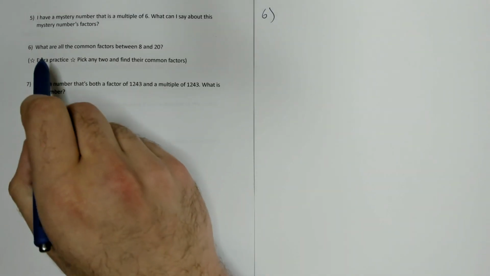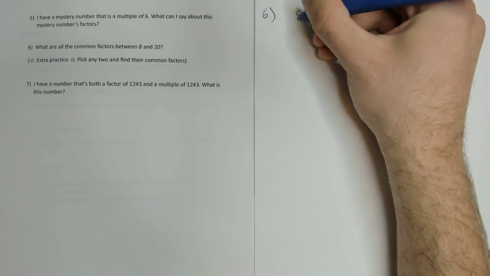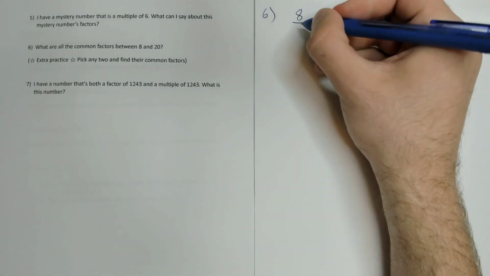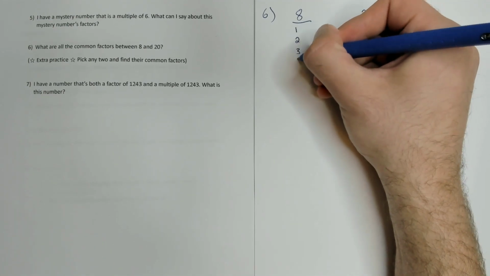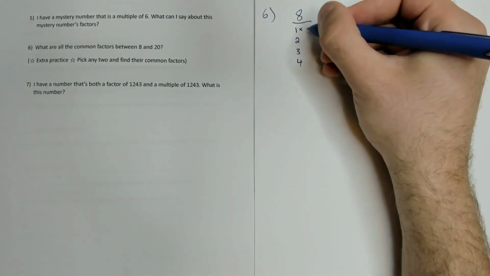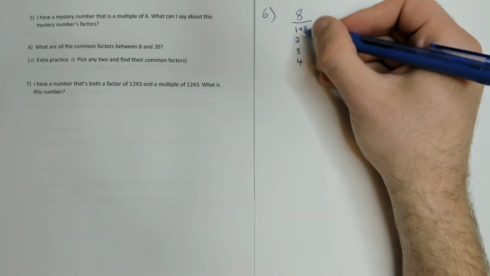All right, question 6 asks, what are all the common factors between 8 and 20? So for this, we just need to find the factors of 8 and 20 and then find the commonalities. So what's half of 8? That's 4, so we just need to check up to 4. So we know that 1 is a factor of 8, since 1 is always a factor, and that's because 1 times 8 is 8.